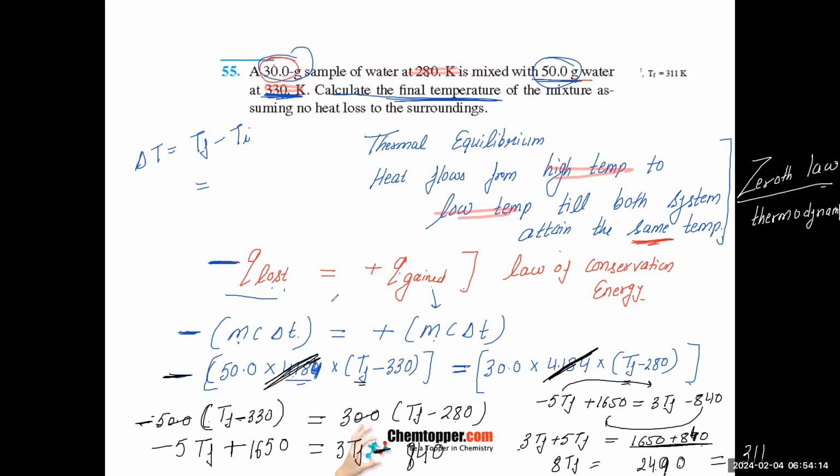Even delta T has 3 sig figs. This number, see, 3, 3, 3, 3. So the answer will be in 3 significant figures. So put the answer as 311.